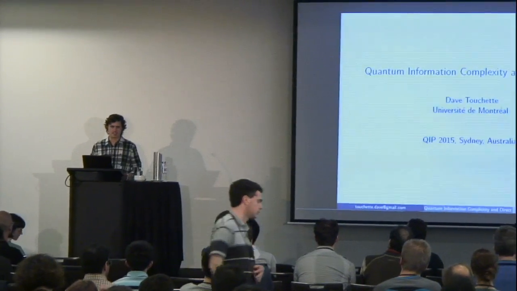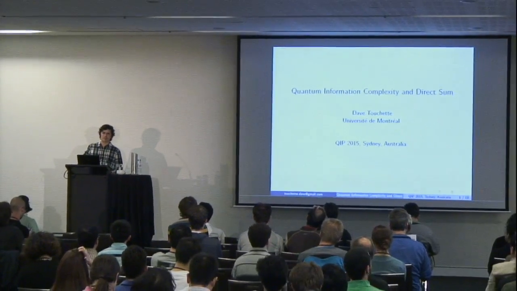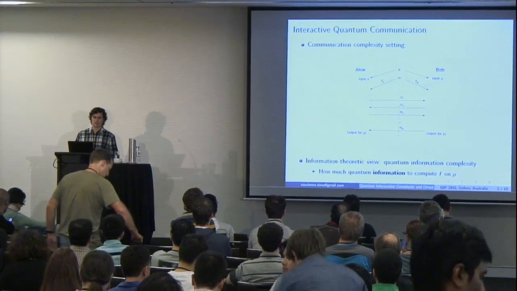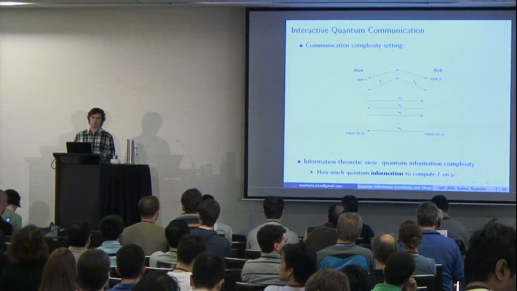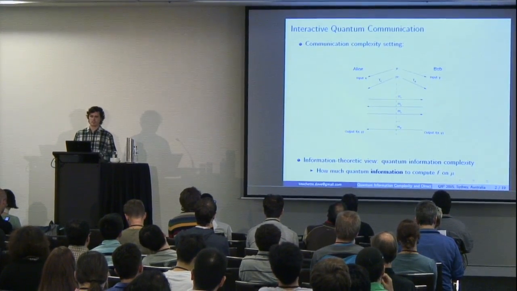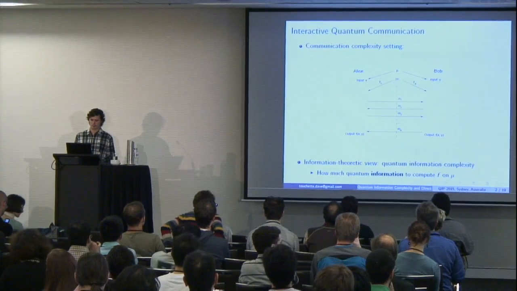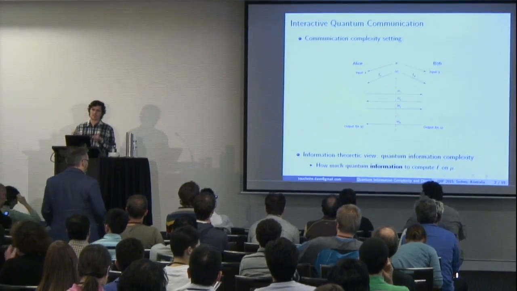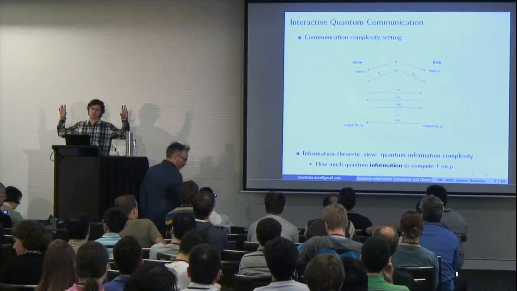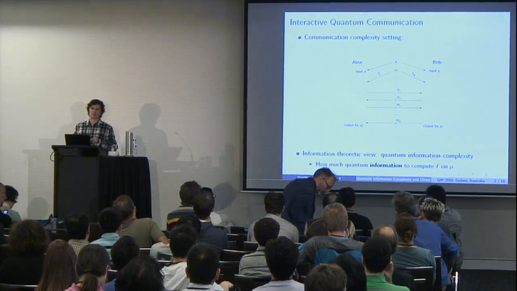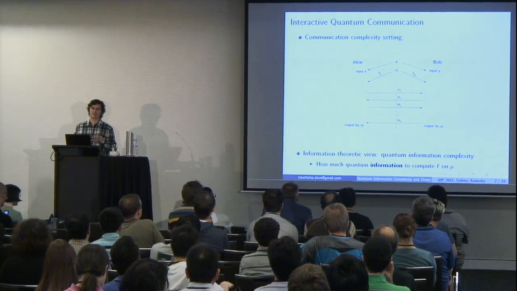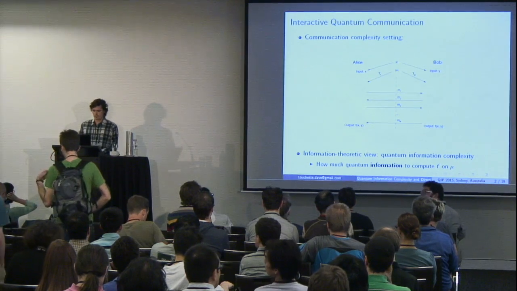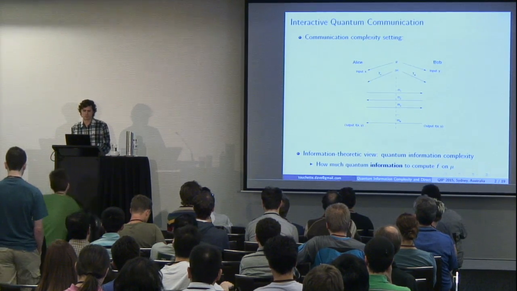Thank you very much. Many thanks to the organizer for this great honor and for this great conference. I will be discussing a problem in interactive quantum communication. The setting is the following. We're in a communication complexity setting, so we have Alice and Bob in distant labs. Alice is given some input x, Bob is given some input y, and they want to compute some function f of x and y, and they want to minimize the amount of quantum communication they have to exchange in order to do so.